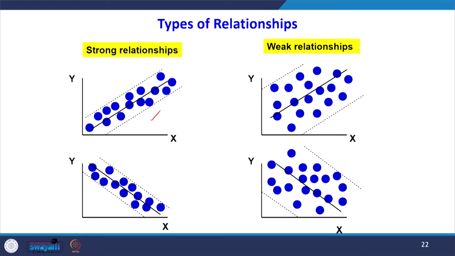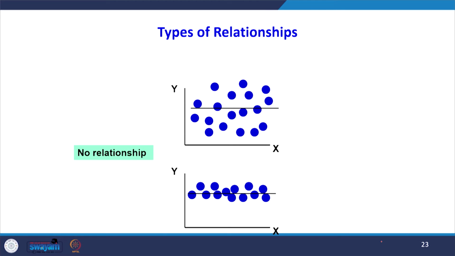The top one is a weak relationship with a positive slope, the bottom one is a weak relationship with a negative slope. Sometimes there may not be a relationship at all. See the top one, x and y, there is no connection. It is the level type of data, that is, whatever may be the value of x, the value of y is somewhat similar to constant. So, here we can say x and y are independent. That means the value of y is not affected by the value of x.